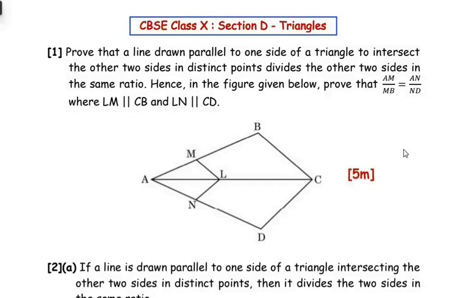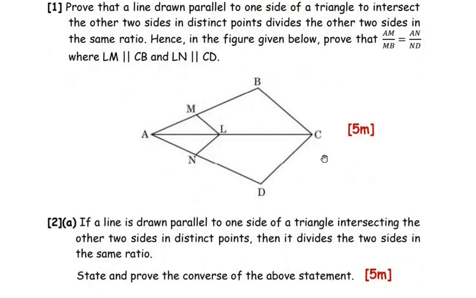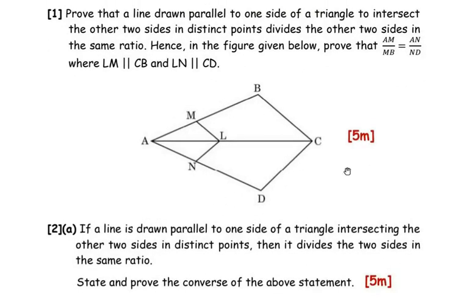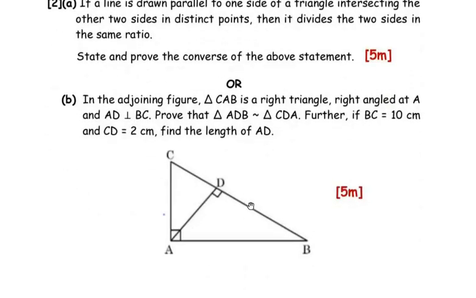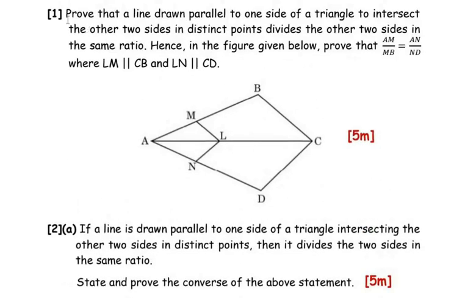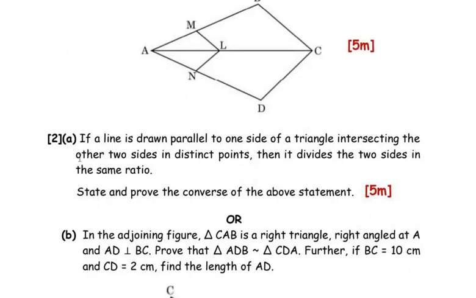In this video we are going to solve some 5-mark questions from the Triangles chapter which had appeared in the CBSE board exam 2025. In this video we are going to solve two questions mainly, that is this first question and this second question. The rest of the questions, as you can see, are the first part of the first question and the first part of the second question.